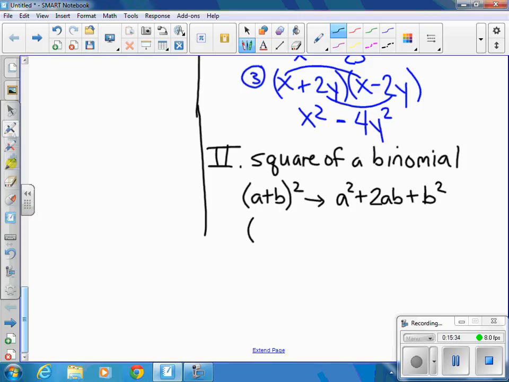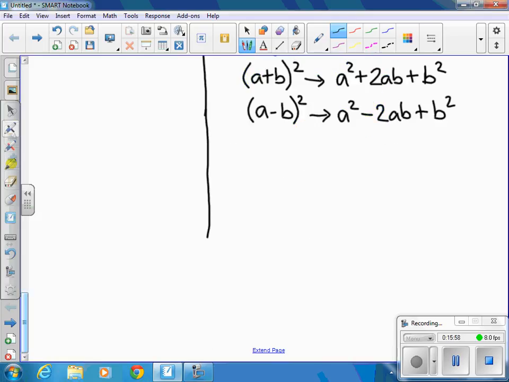Right? If I have (a minus b) in parentheses squared, then the only difference is going to be that first sign. It's going to say a squared minus 2ab plus b squared. Right, so the pattern is still the same except for that first sign. If there's a plus in the parentheses, you need plus plus in your final answers. If there's a minus in the parentheses, you need minus plus in your final answers. Right, so let's see if we can figure out how to make this work for us.